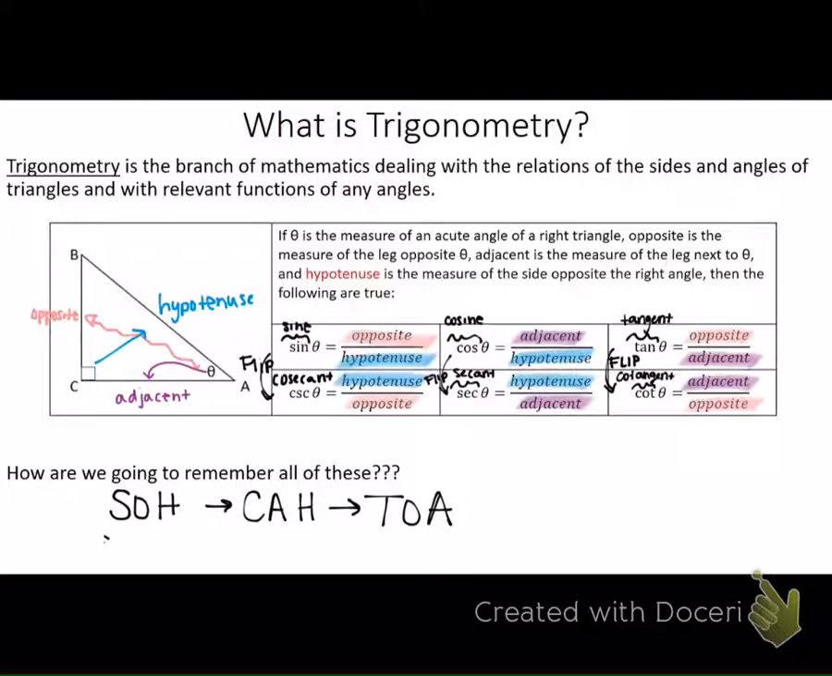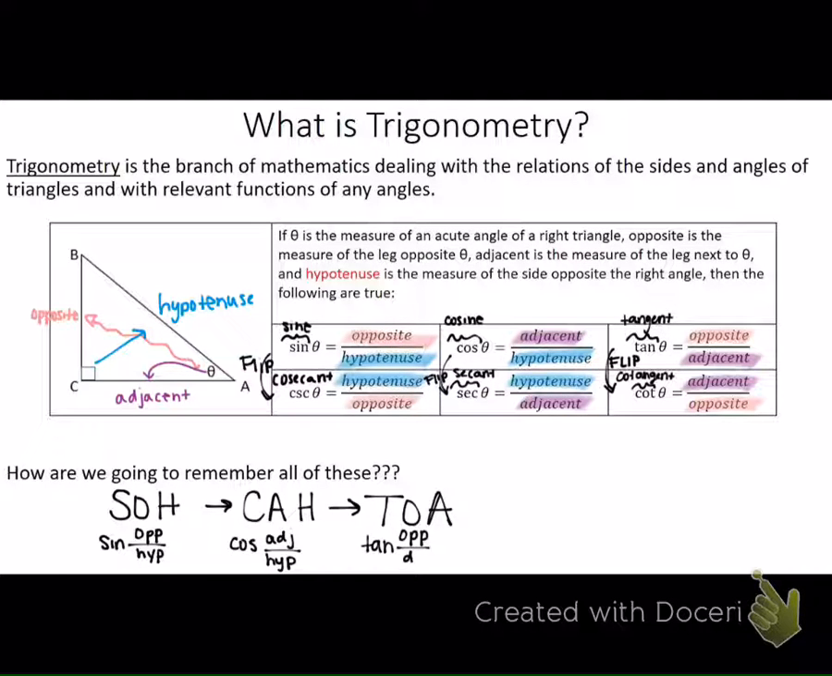This S stands for sine, which is opposite over hypotenuse. So, do you see that O and the H there? Opposite over hypotenuse. The C stands for cosine, which is adjacent over hypotenuse. Good. And T is for tan, like Rob said, which is opposite over adjacent. Will you be able to remember that a little bit easier now?